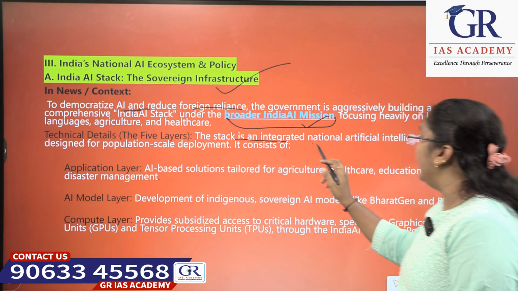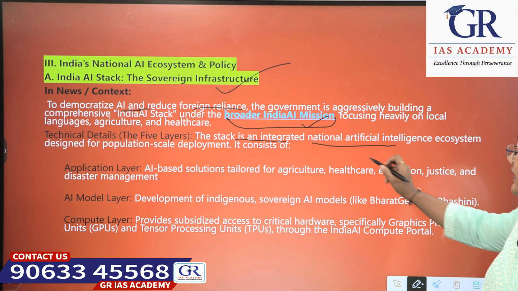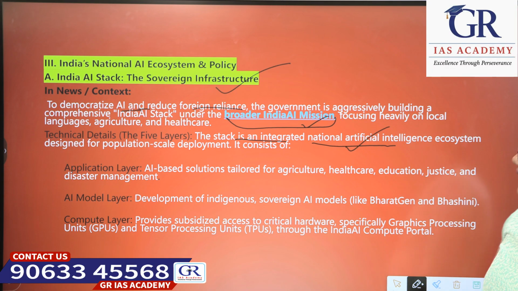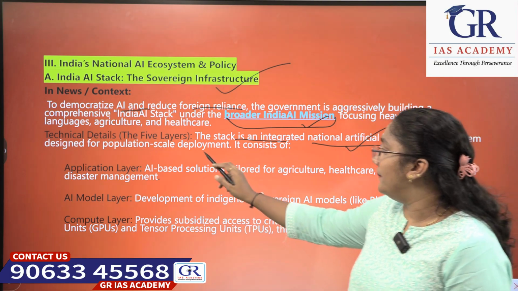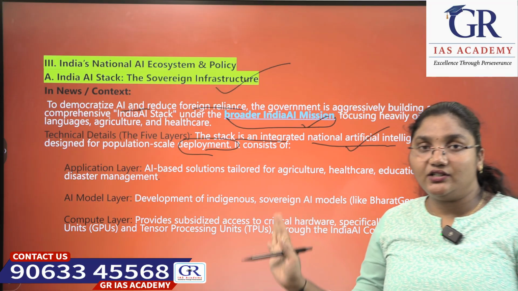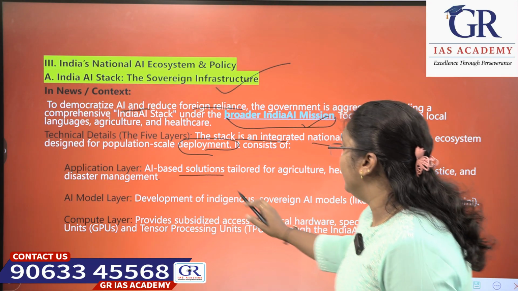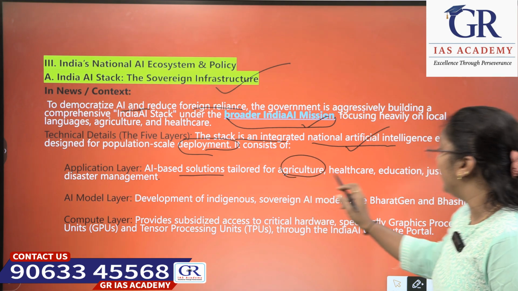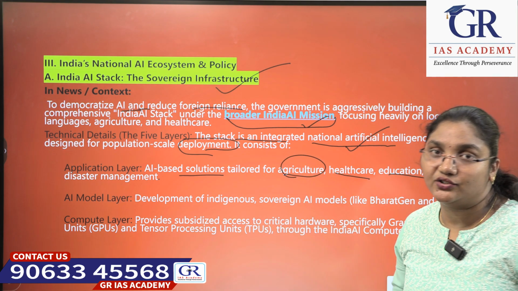The stack is an integrated national artificial intelligence ecosystem designed for population scale deployment. It consists of 5 layers. What are those 5 layers? The first one is the application layer, like AI based solutions tailored for agriculture, healthcare, education, justice and disaster management.